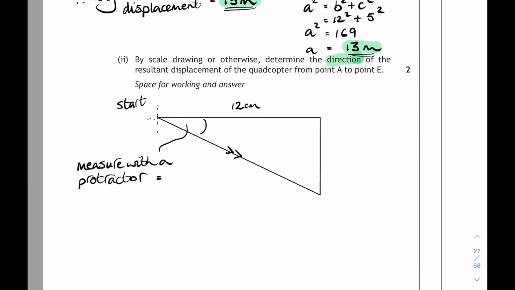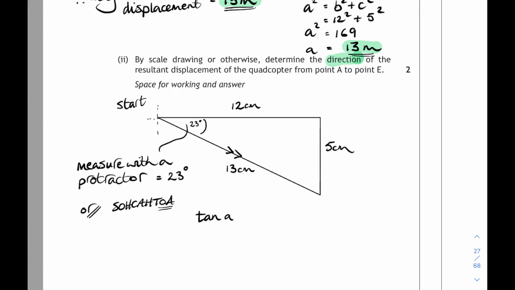Now if you've done a scale diagram, you can measure it directly with a protractor and you'll get 23 degrees, but you've got to have a protractor with you in order to do that, and you have to draw your diagram very carefully to scale. Your other method of doing it is by using SOHCAHTOA.